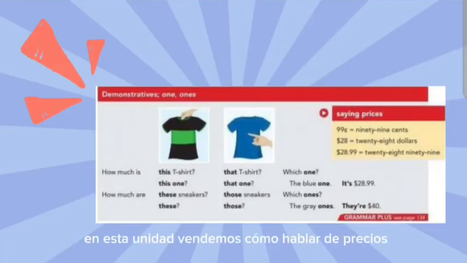In this unit, we saw how to talk about prices, give opinions, discuss preferences, make comparisons, and buy and sell things.